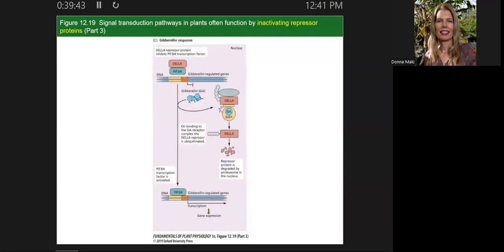So that's the idea of inactivating repressor proteins. You have that repressor protein going away. And so now it can no longer repress that section of DNA, and now it can be turned on. So that's a common strategy. It's another way that hormones can interact with the cells and make sure that the signal is definitely heard and they respond appropriately.